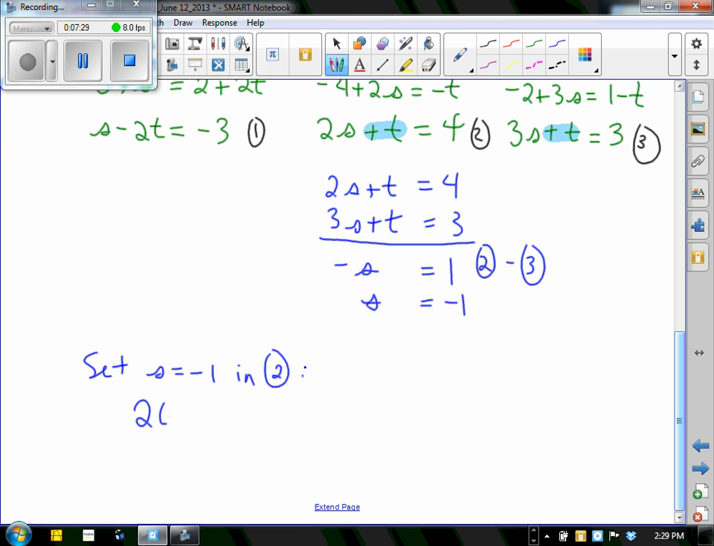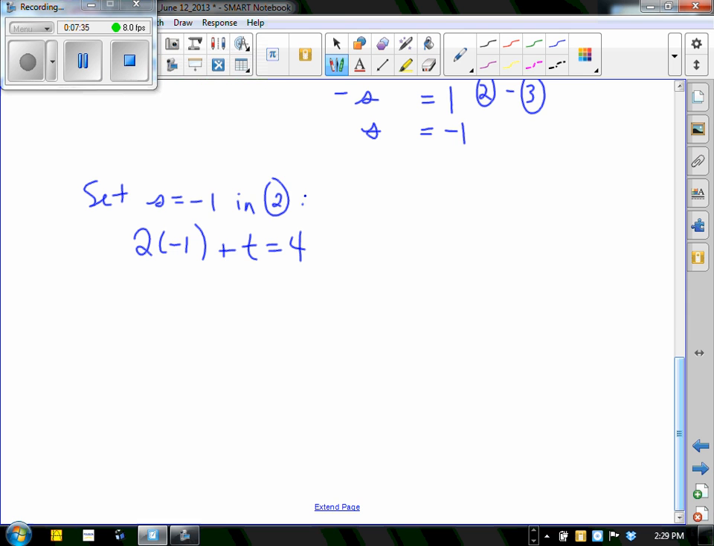So we'll have 2 multiplied by an s value of negative 1 plus t equals 4. So in solving this, we'd have t equals 4 plus 2, right? Because we're going to subtract negative 2 from the left side. So we'd have positive 2 on the right-hand side. So t is equal to 6.